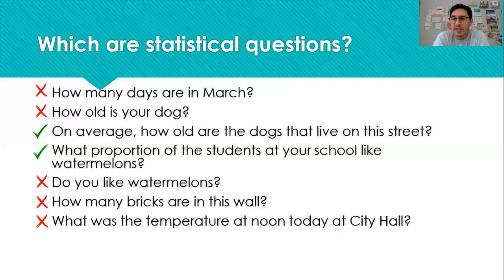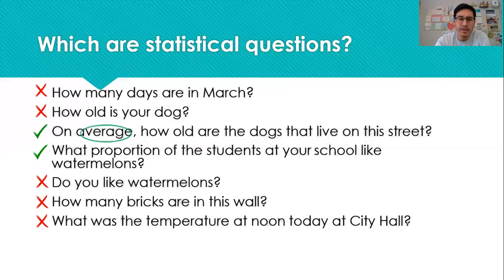But because it's specifically at one place at one time, there's only one measurement. So to summarize, a statistical question is usually about a group of individuals in which we expect the measurements or responses to be different. So of all these questions, it's only the third and fourth that are about a group. Dogs is plural and students is plural. Everything else is singular. March is one single month. Your dog is just one specific dog. Do you like watermelons, you is one specific person. This wall, singular. City Hall, specific time, very specific.